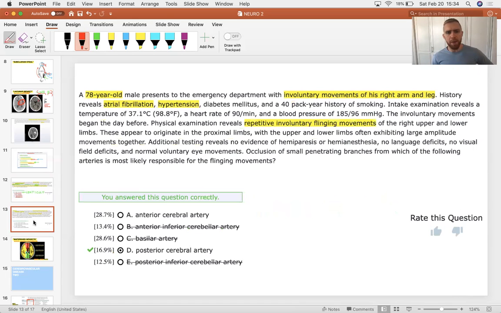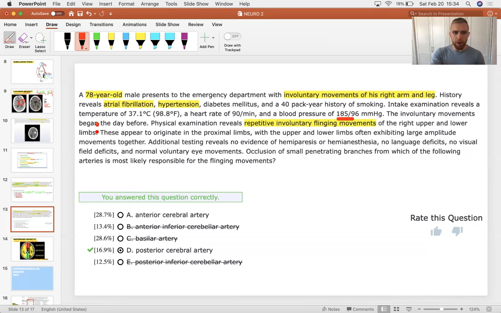History reveals AFib, hypertension, DM, and a 40-year PAC history. Blood pressure is currently 185/96, and the patient's experiencing repetitive involuntary flinging movements. So when I see this, immediately I say, this is hemiballismus. This is probably a thalamic stroke that they're trying to guide me to.